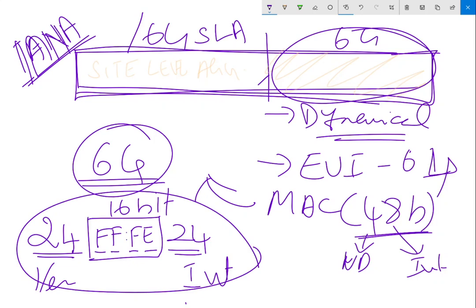So I think I have covered almost everything about IP version 6. I hope you are clear. If you have any doubts, please ask me. Before completing, I will give you the points to remember. We are talking about IP version 6. IP version 6 is 128 bits. It is represented with hexadecimal.